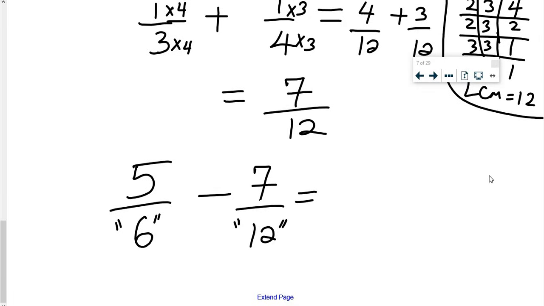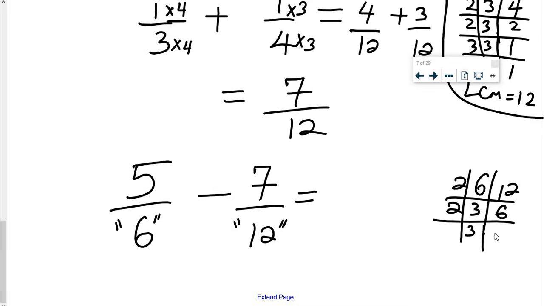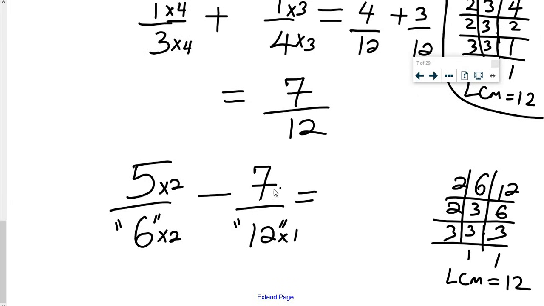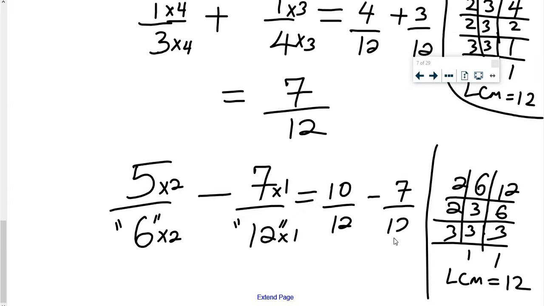LCM of the denominators, so 6, 12. LCM with 3, this is by 2, 3, 6, by 2, 3, 3, by 3, 1, 1. So LCM will equal again 12. So into 2 here, into 2 here, into 1 here, into 1 here. And this will give you 10 upon 12 minus 7 upon 12.